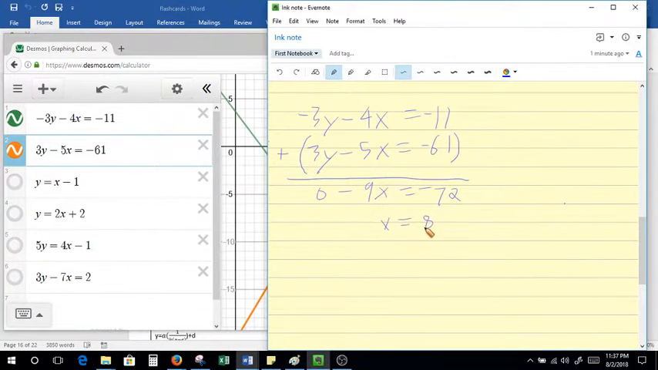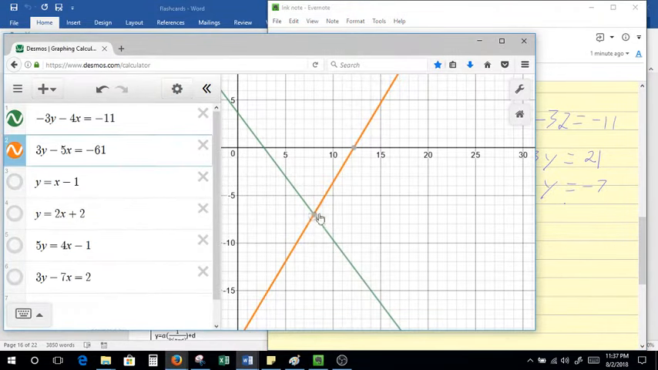So if we were then going to get our y value, we would just plug back into either function. We don't care which. Let's go ahead and do this one. Negative 3y minus 4 times 8 is 32 equals negative 11. We're going to move that negative 32 over. And that will be 21? And we'll divide both sides by negative 3. And yes, that works out.